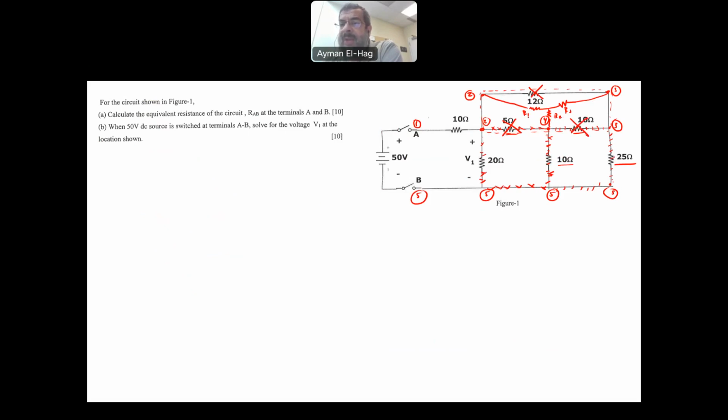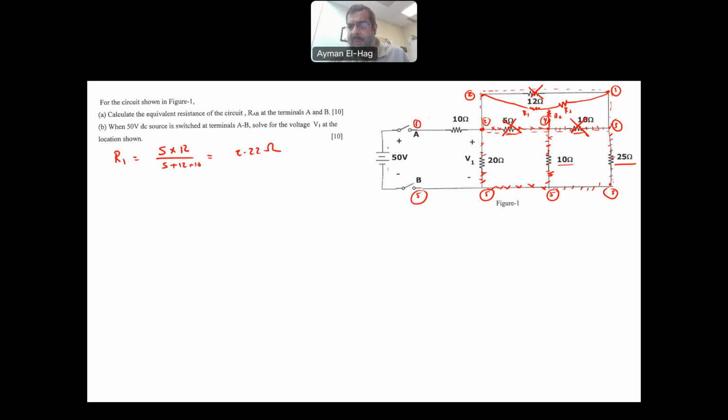Okay, so we have R1, R2, and R3. How do we find R1? Your R1 is the resistance between the 12 and the 5. So this is equal to 5 times 12 divided by the summation of the three resistors, the 5, the 12, and the 10. It's 5 plus 12 plus 10, and this will give me 2.22 ohm.